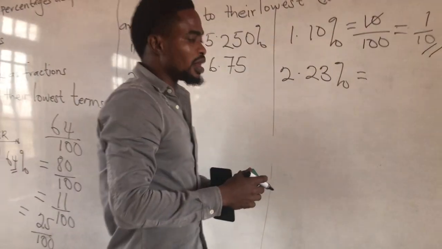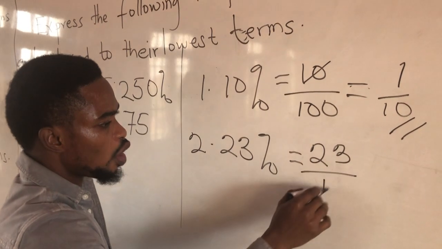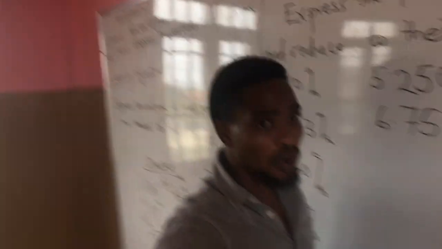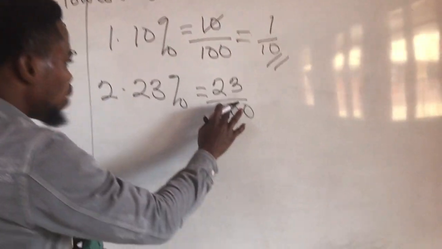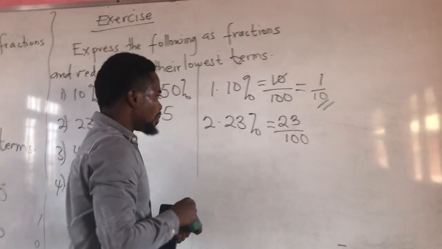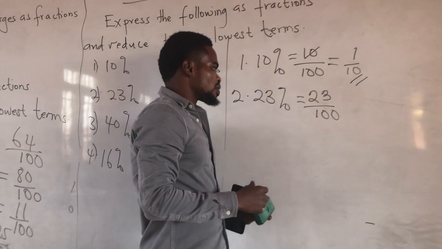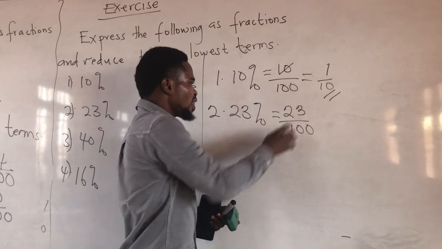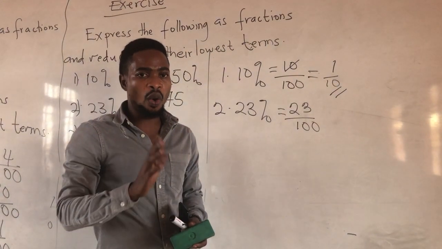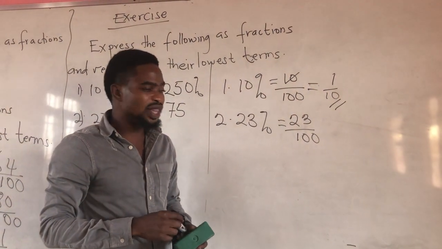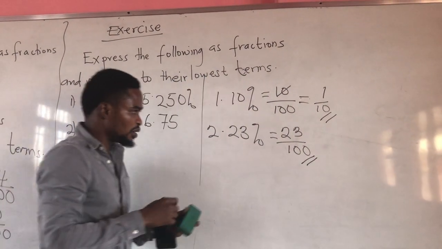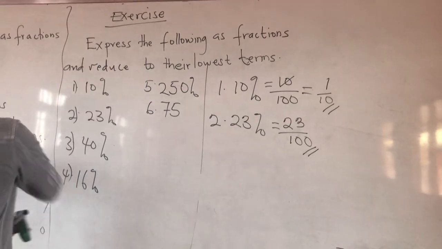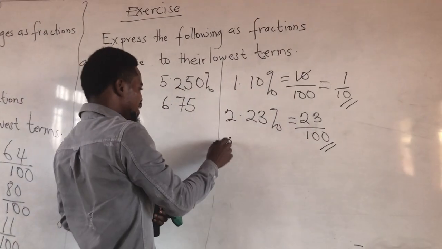Now I move on to question number 2, which is 23%, which can be written as 23 out of 100. So how do I reduce it? 23 is an odd number and 100 is an even number. Numbers like 2, 25 or 5 can go into 100, but if a number goes into 23 there will be a remainder. We don't want a remainder, so we leave it as 23 out of 100.